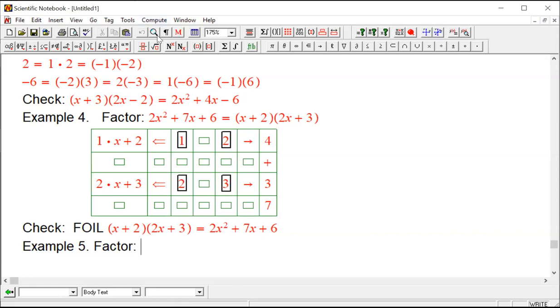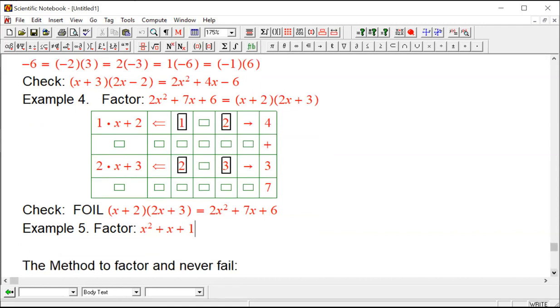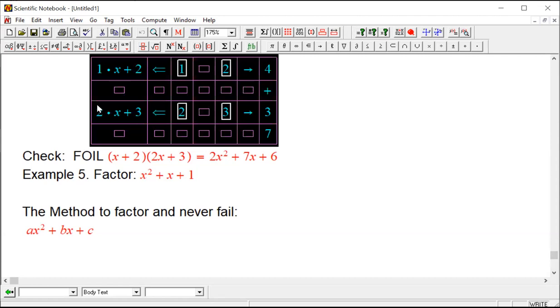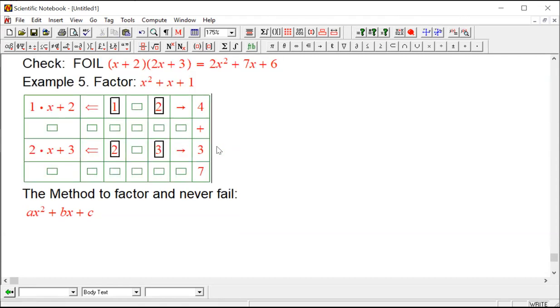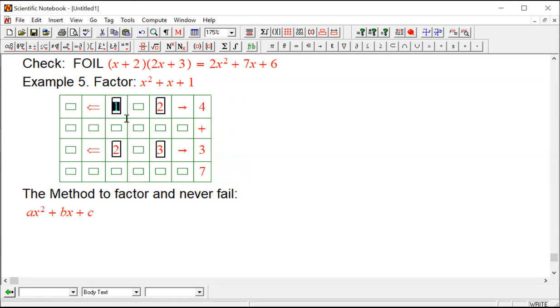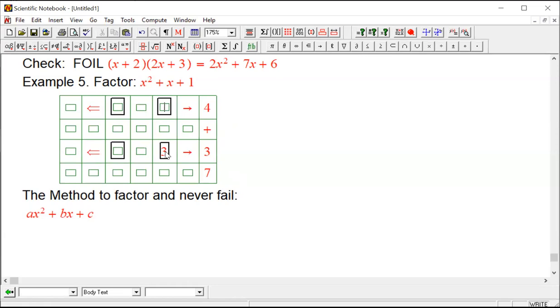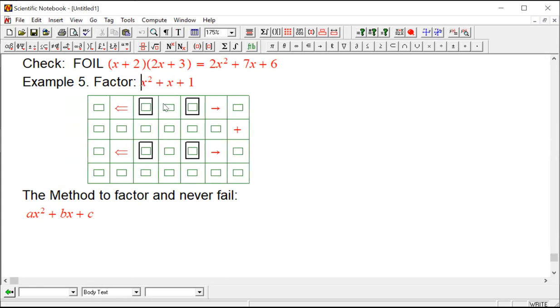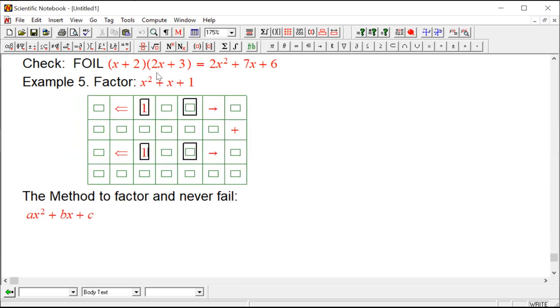This is x squared plus x plus 1. Doesn't that look simple enough? Absolutely, to me it's rather simple. But does it factor? Let's try it. I'm going to remove all of these numbers, set up new ones, and make a match with another number. So 1 equals 1 times 1, and this one also equals 1 times 1.